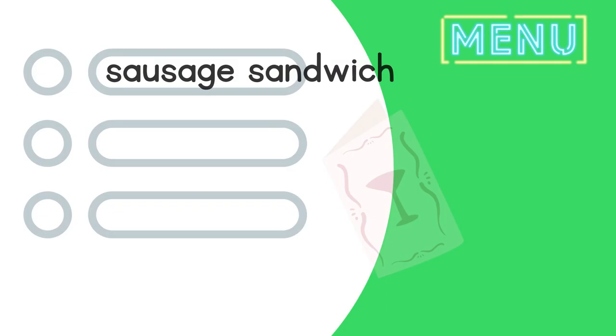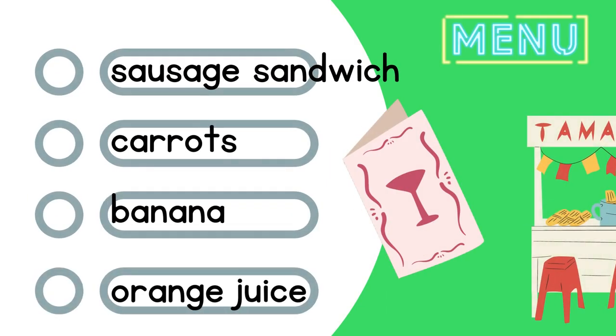Now, the next set. Let's read together. Sausage sandwich. Carrots. Banana. Orange juice. So, we have these food in this set of the menu. Now, let's look at our friend.